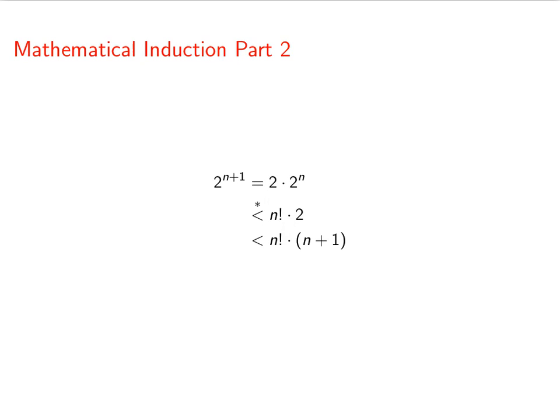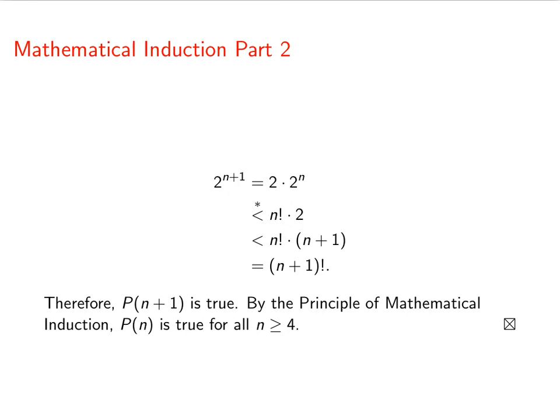Now we know that n is bigger than or equal to 4, so certainly 2 is smaller than n plus 1. And so now, if we have n factorial times n plus 1, that gets grouped together as n plus 1 factorial. Just peeling off the last term is what's going on there. So that tells us that p of n plus 1 is true, and then by the principle of mathematical induction, p of n is true for all n bigger than or equal to 4. And that's the end of the proof.